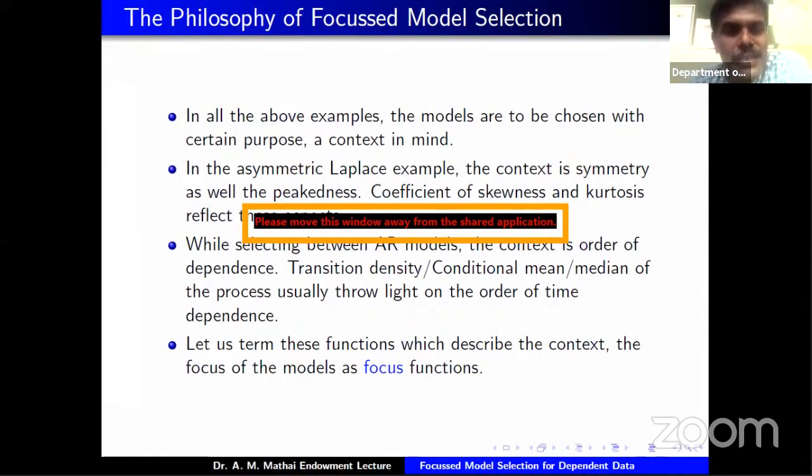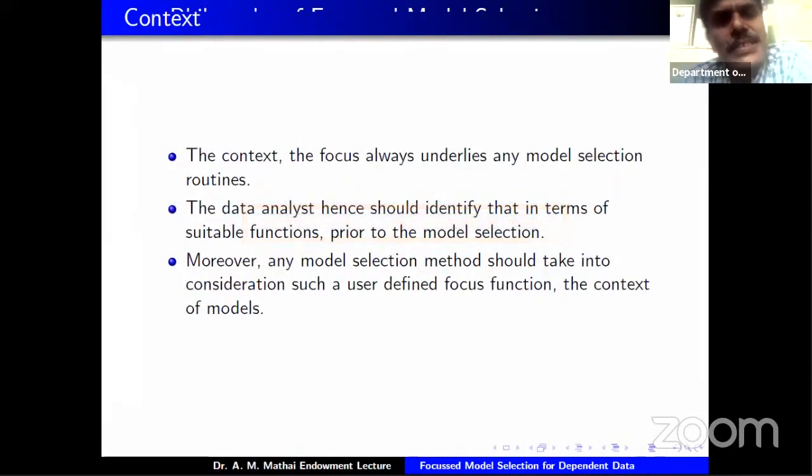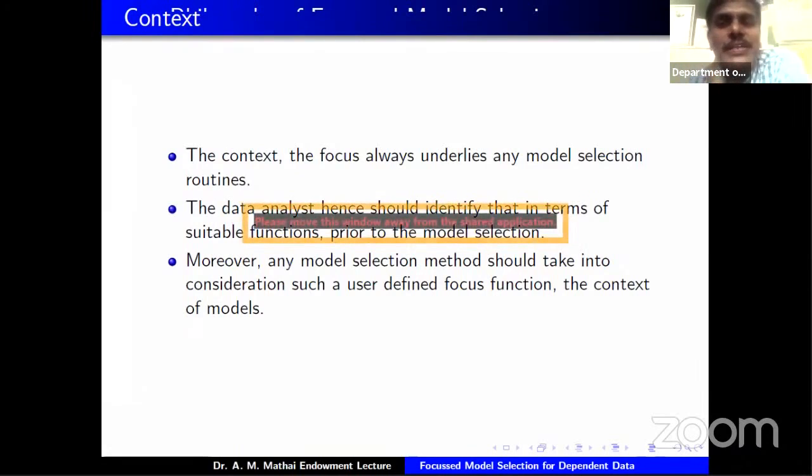Now, the question is, can we focus on what you want to do, and then select a model? So this is one question. These functions are generally called focus functions. So the context, the focus, always underlies any model selection routine. The data analyst hence should identify that in terms of suitable functions prior to the model selection. This is what this group of people recommend: that there is no need to go for a universal best model, but you need to know what is best for you and what you are going to do, and then justify it based on that.